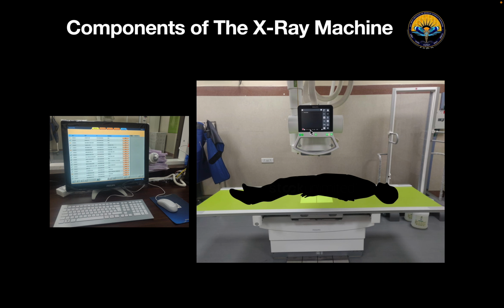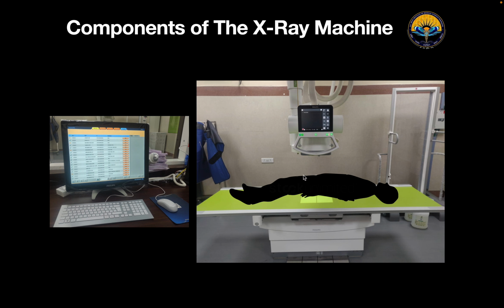X-rays will come out inferiorly through a window here, and while they are coming out, we will have a filter over here. The importance of this filter is that it will filter out all the lower energy X-ray radiations. And then we'll also have a collimator over here. The importance of this collimator is that we will know where our X-ray beams will hit.